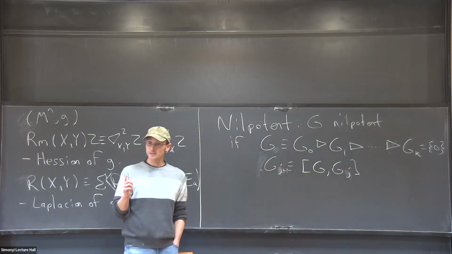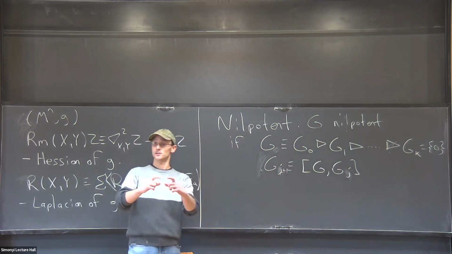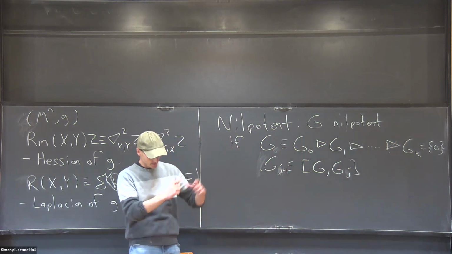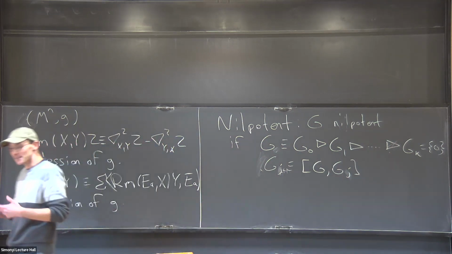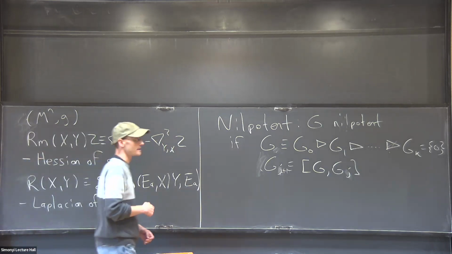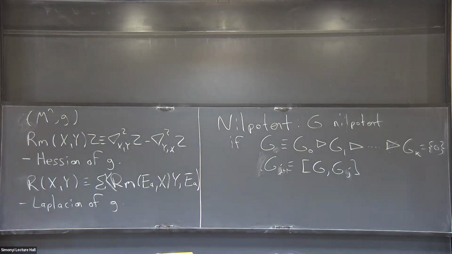Right, so it's not abelian. If I take the commutator of two things, I don't get 0, or the identity, as the case may be. But if I take enough commutators, you do. So it's not that far away from being abelian. And the example to keep in mind here is the Heisenberg group. It's the one that is going to appear in our discussions a lot.